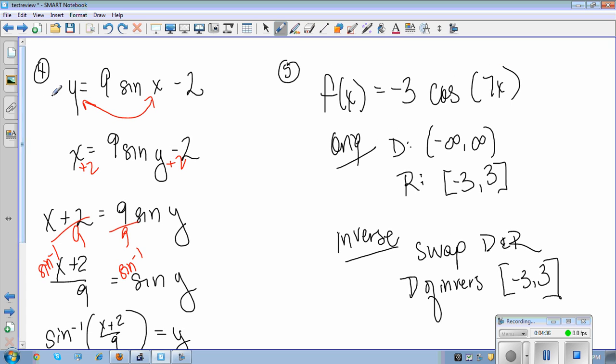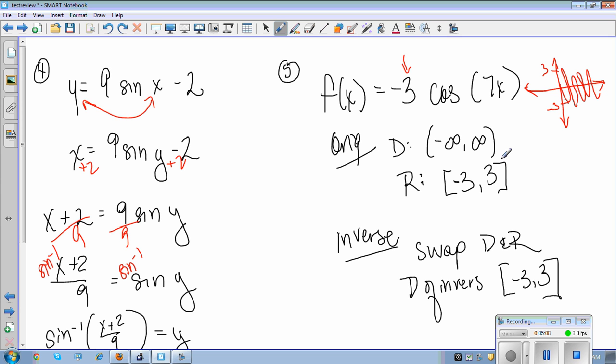For number 5, there's an easy way to do it and a hard way to do it. We did the hard way in class, but on your calculator, you can graph this, and you will get a function that goes like this. It's a little hard to see. The 7x will make this go super fast, so you'll get 7 rotations within a 2 pi. What we're looking for right here is the amplitude. So I'm going from -3 to +3. Negative, so I start upside down.